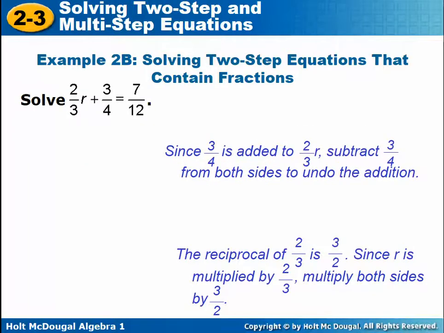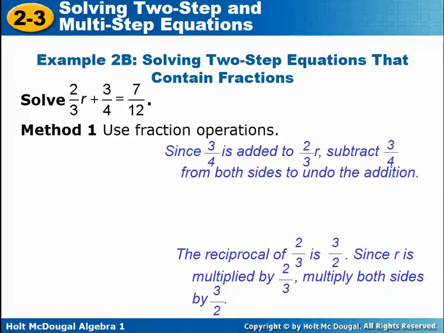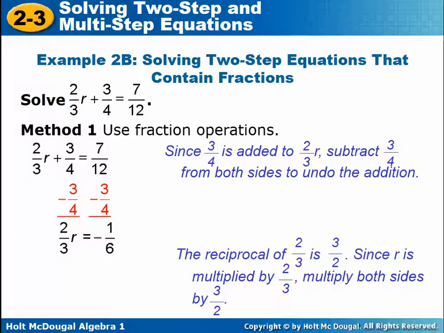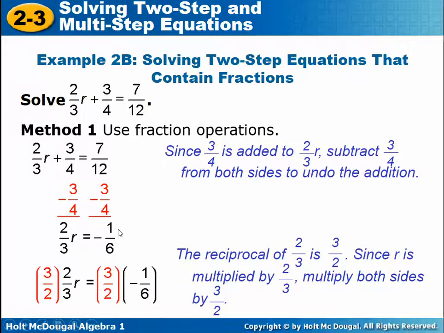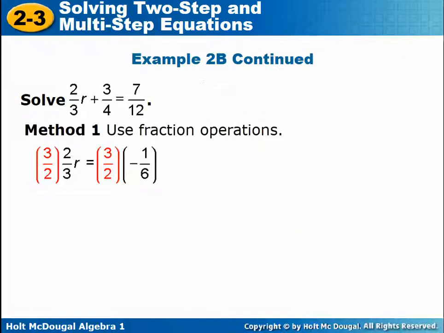This is another example. They're going to show method 1, which is to subtract 3/4. But remember, you'll have to get a common denominator. They just kind of magically got 1/6 without showing how they did it. And then you will have to undo the 2/3 times r, which you could multiply by the reciprocal. So eventually they got an answer of -1/4.